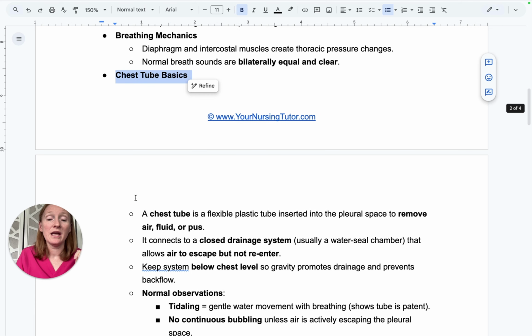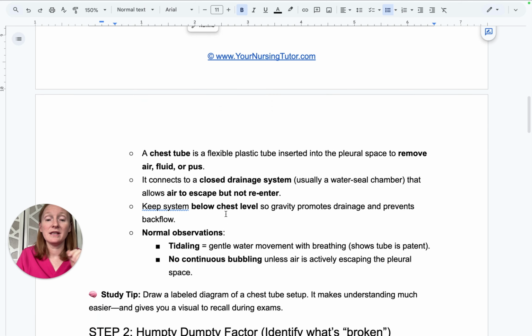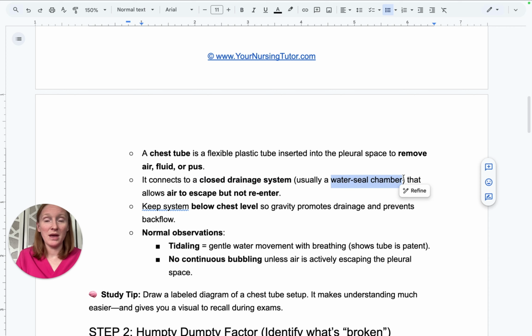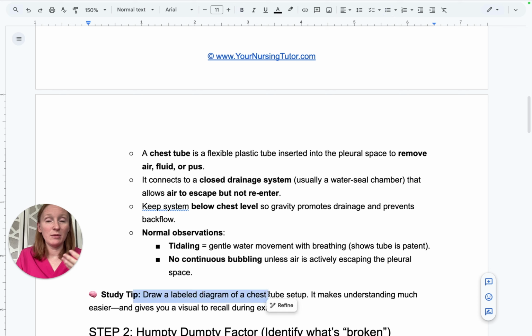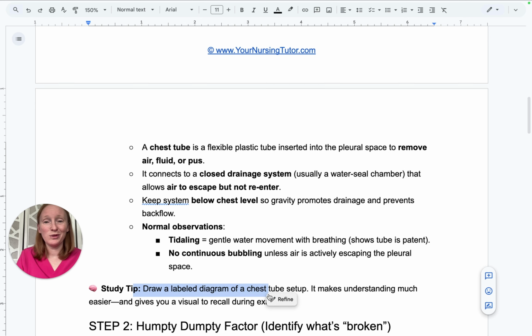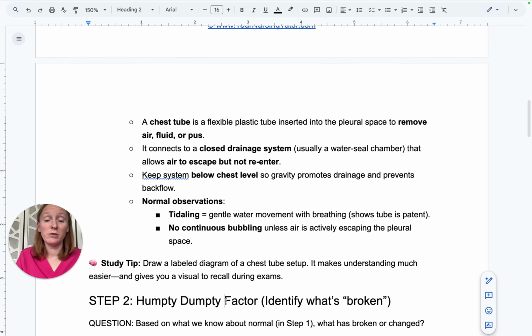But for time's sake, chest tubes, I have some basics about this. I would recommend Googling it so you can see one, because chances are you've never even seen a real life chest tube. And so words like closed drainage system and water seal chamber may not make any sense to you yet. But you have to know what they are in order to understand what is meant by tidaling or continuous bubbling. Taking an extra 5 to 10 minutes to draw out and label your own diagram, or just Google it and look at the pictures, is worth your time. Do it. And that's basically all the normal stuff you need to know in order to understand pneumothorax. We can move on to step 2.